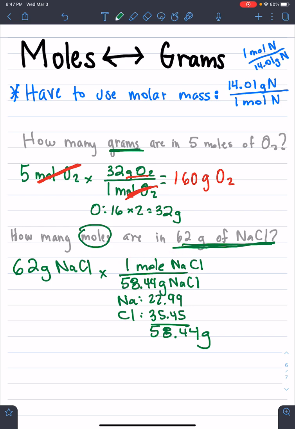Now we're going to do the rest of the math for this problem. We cancel out our grams because they're on top and bottom, so we're just left with moles of NaCl as our unit. Now if we do our math, it's going to be 1.07 moles of NaCl. Remember, for these you will be multiplying the top numbers and dividing by the bottom numbers. So this one we did 62, times 1, got 62, divided by 58.44, and got 1.07 moles of NaCl.